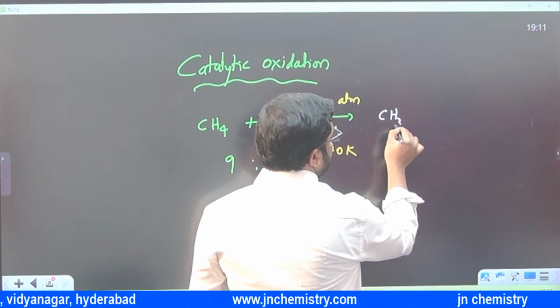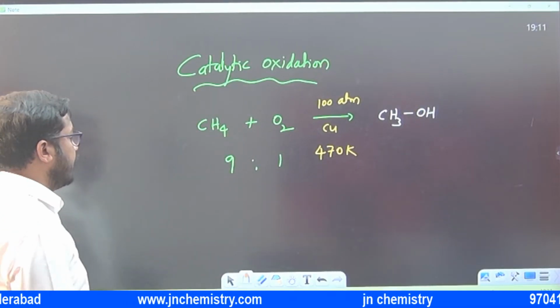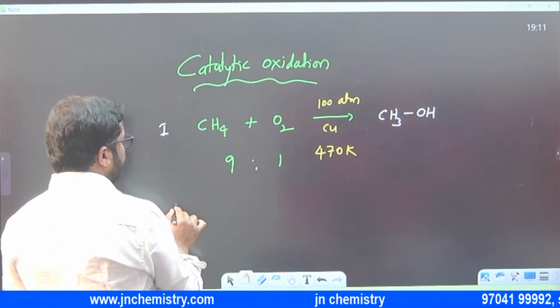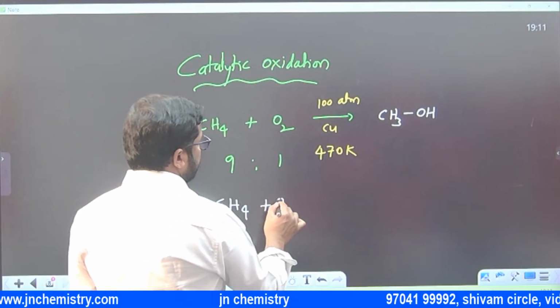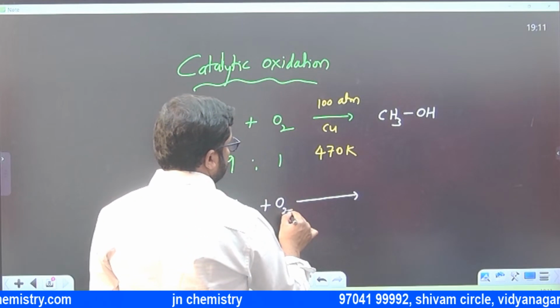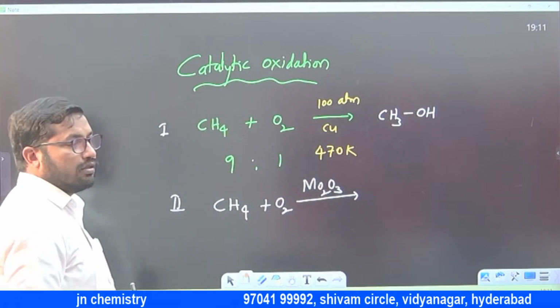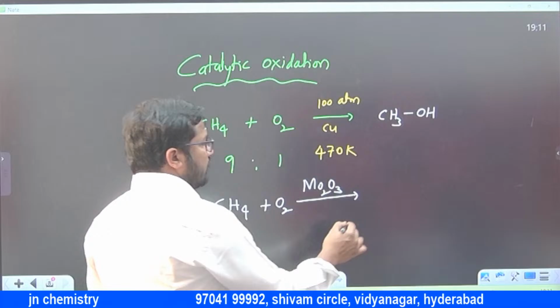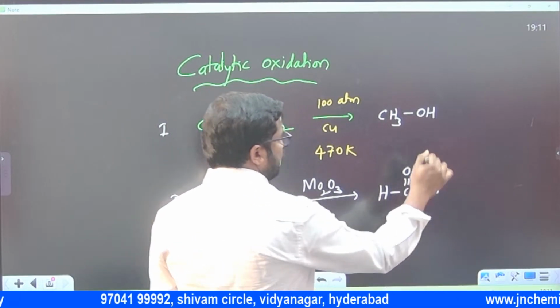we will get CH3OH, alcohols. For example, one more reaction is there. Total 4 reactions are there. If we take methane plus O2 with Mo2O3, molybdenum oxide, we will get formaldehyde. Formaldehyde, write it down.